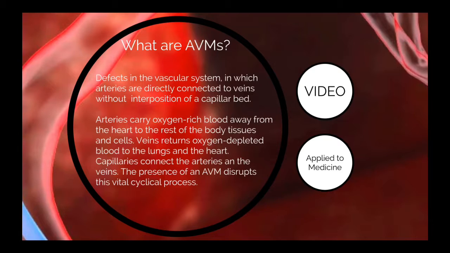First, I'm going to define what arteriovenous malformations are. They are defects in the vascular system in which arteries are directly connected to the veins without interposition of a capillary bed. Arteries carry oxygen-rich blood away from the heart to the rest of the body tissues and cells. Veins return oxygen-depleted blood to the lungs and the heart. Capillaries connect the arteries and the veins, and the presence of an AVM disrupts this vital cyclical process.